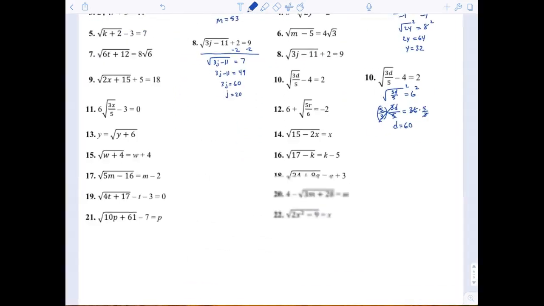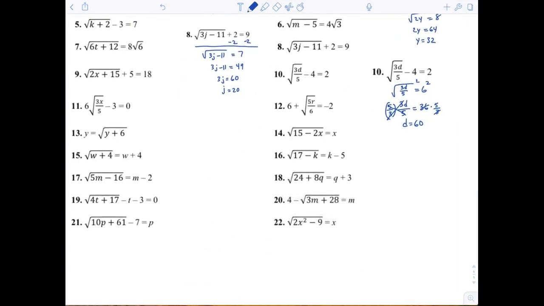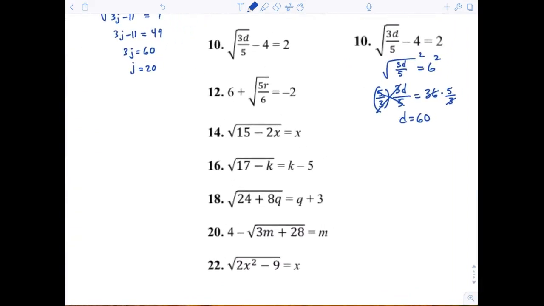All right, here we go. Now I'm on number 12. Very, very important problem on number 12. So everybody see it's no solution? Because when you subtract 6, you're going to end up with the square root of 5r over 6 equals negative 8. Come on, make yourself a note. Can a radical equal a negative? No. The answer for number 12 is no solution.